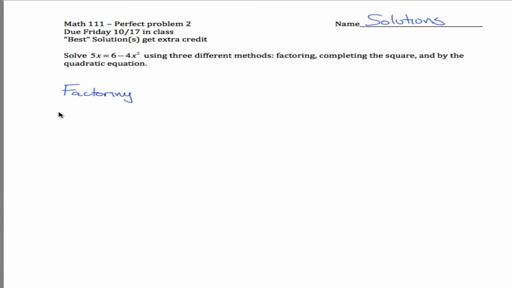So I'm instead going to move everything left. If you add 4x squared to both sides of the equation, and then subtract 6 from both sides of the equation, you get to here. And then you factor. You want to rewrite this sum as a product. There's a couple different ways you can do this.